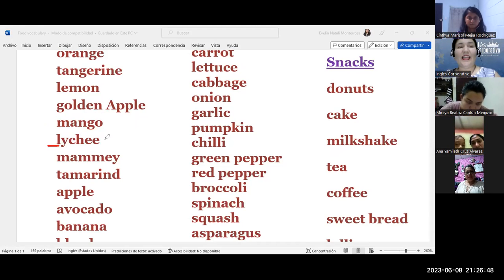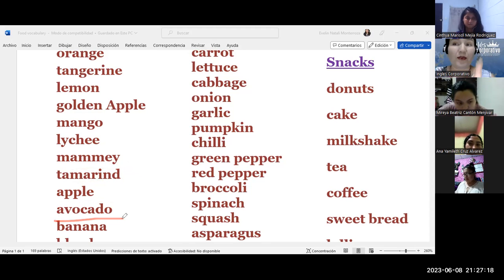The next one, lychees. You know what lychees are? Lichas. It's the same, right? The lychees. Mamey. Exactly. Los despeinados. Mamey is the same in English and in Spanish, right? The next one, it's tamarind. It's the same in English and in Spanish. The next one, it's apple. Las manzanas in general, right?